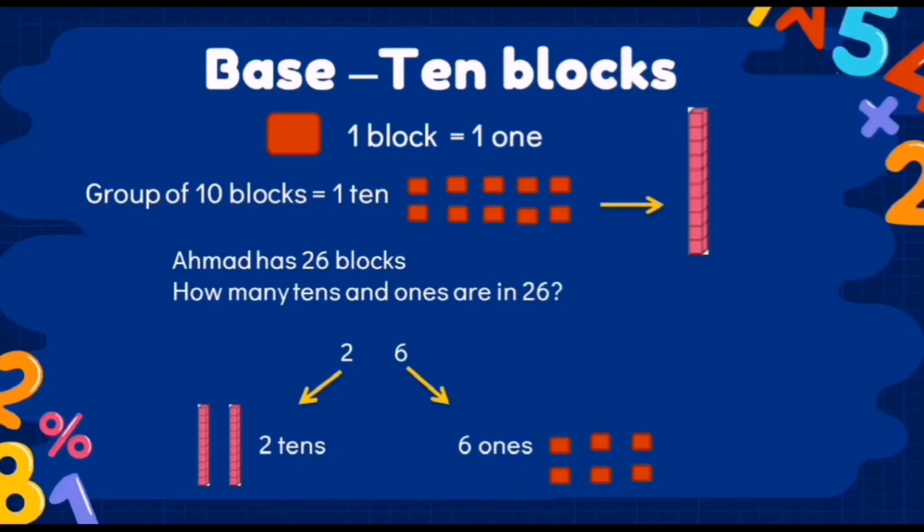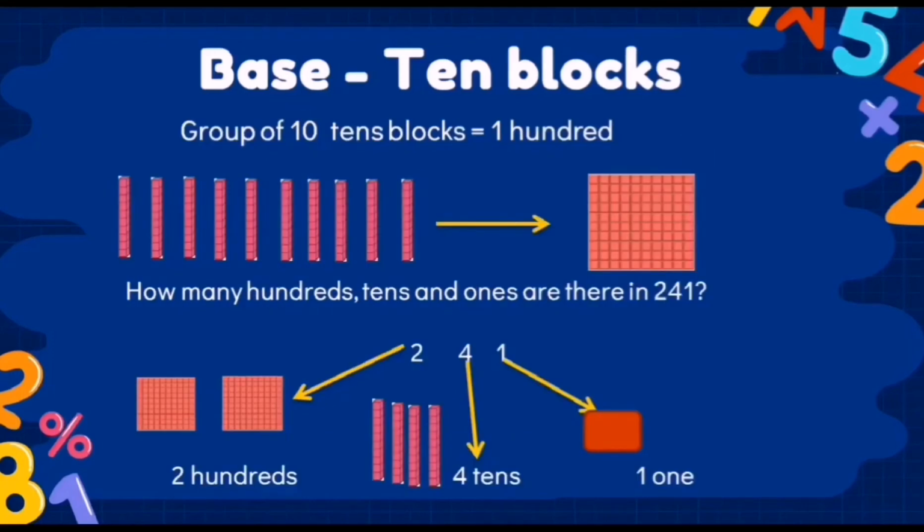Moving forward, a group of 10 tens blocks is equal to 100. You can see 10 tens blocks that make one block of 100. So we can find out the place value of the 100s place by using these base 10 blocks. So here is an example. How many hundreds, tens and ones are there in 241? So you can see there are 1 one, 4 tens and 2 hundreds in this given number.